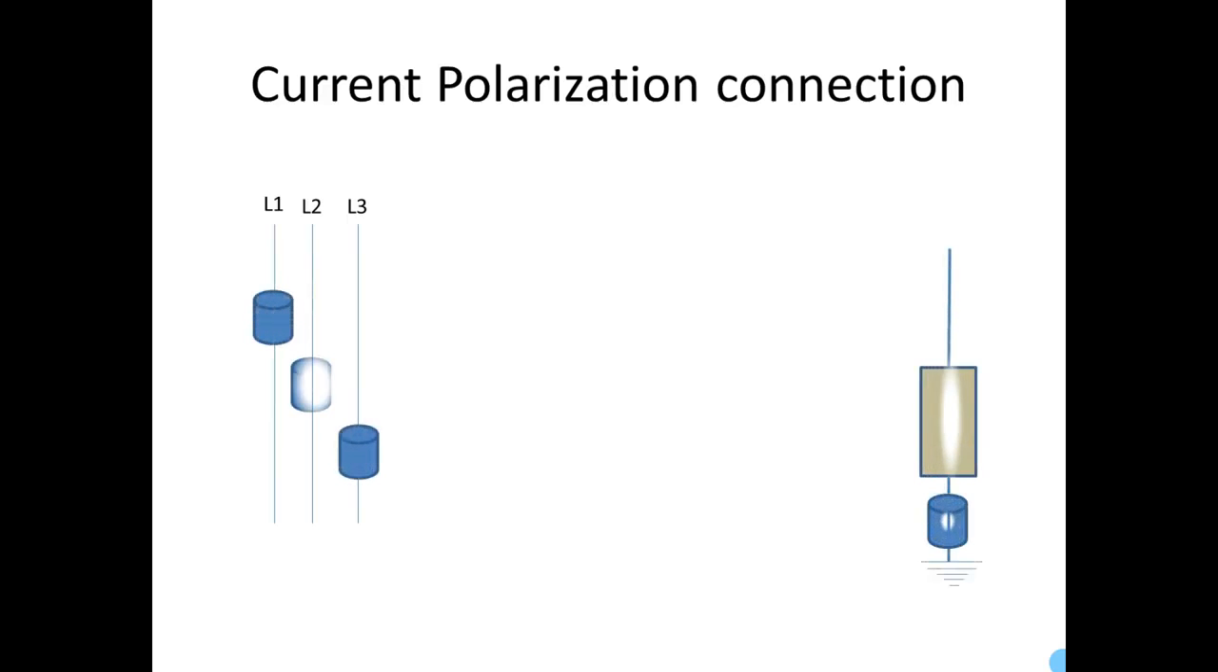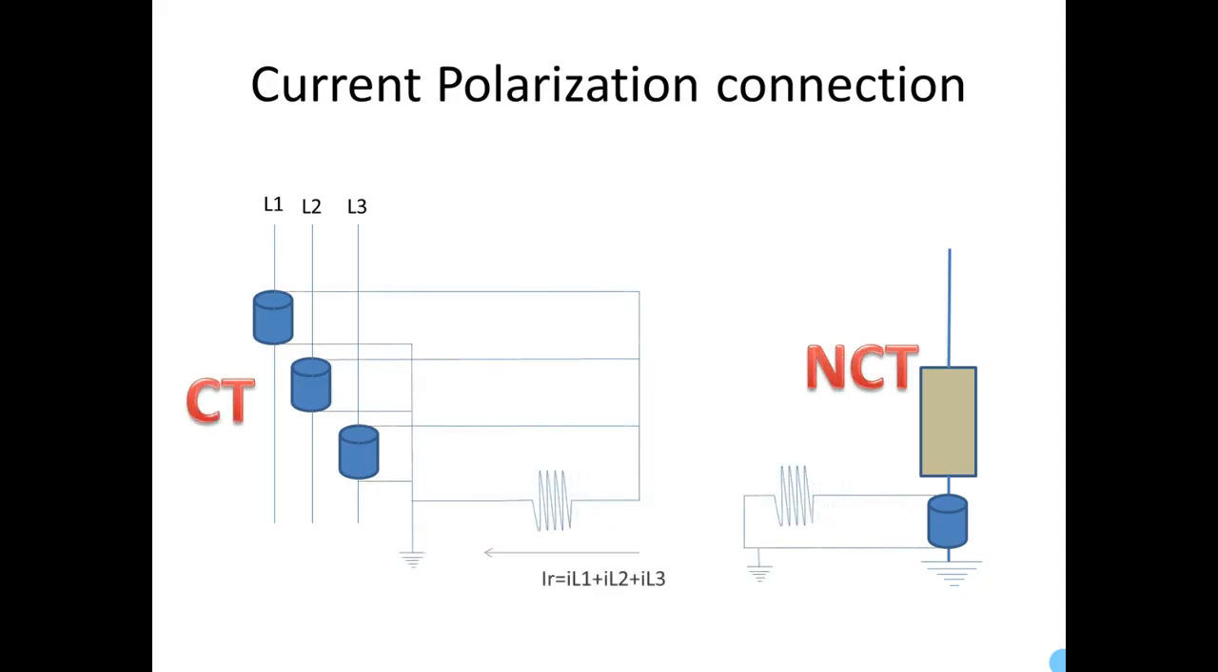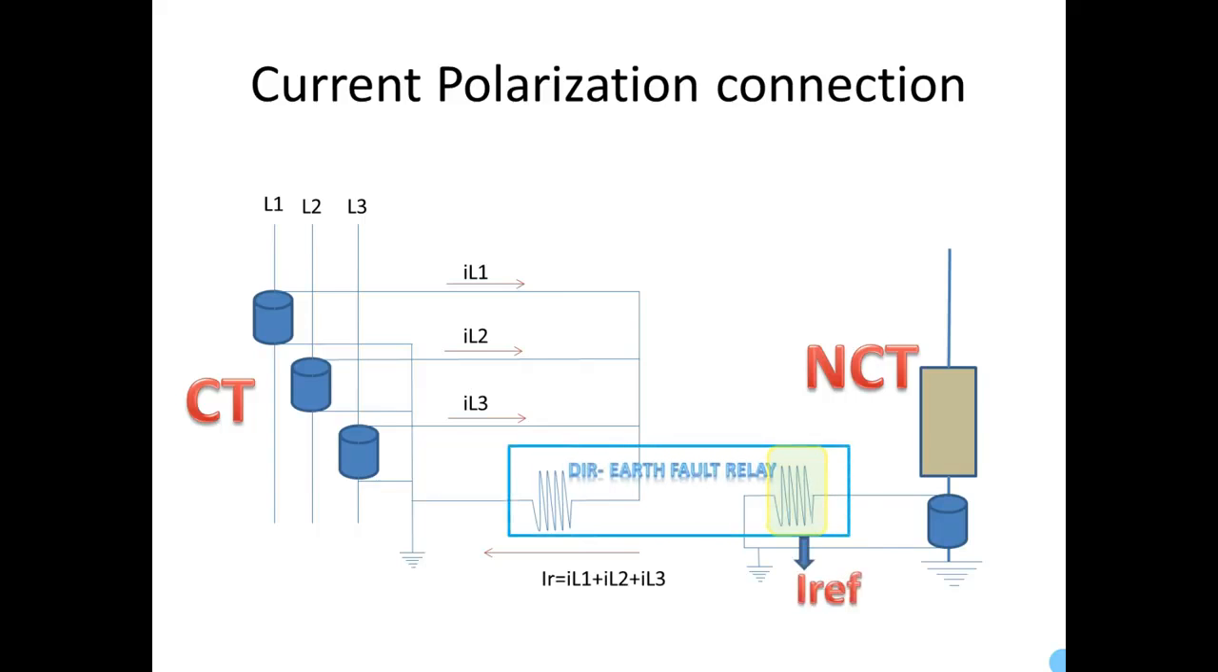Now we can see the CT connection. On the phase side CT, all phases have to be shorted and the neutral path has to be given to the relay. This type of connection is used because when there is an unbalanced current, the unbalanced current will flow into the relay. In normal healthy or balanced condition, there will not be any current flow to the relay.